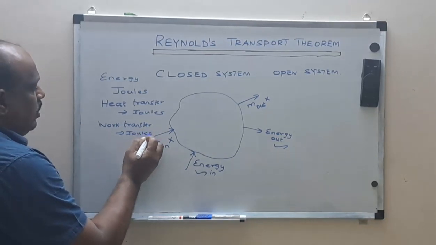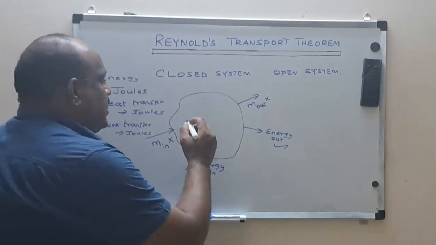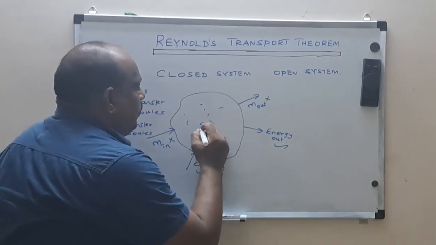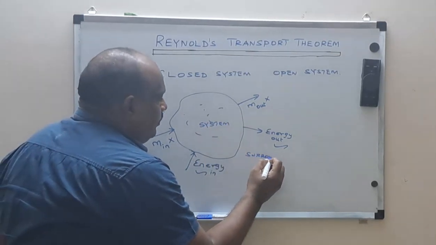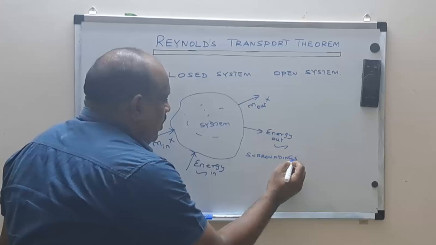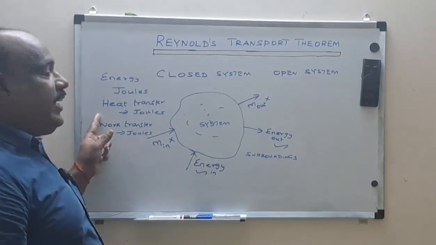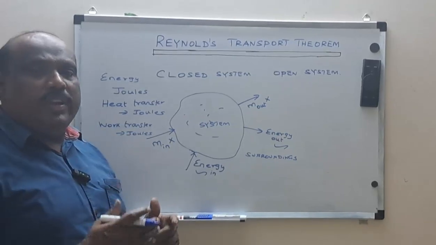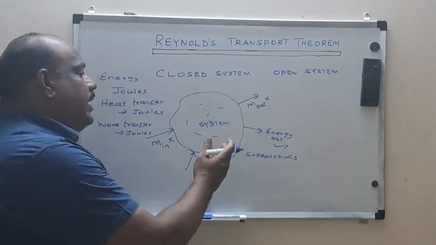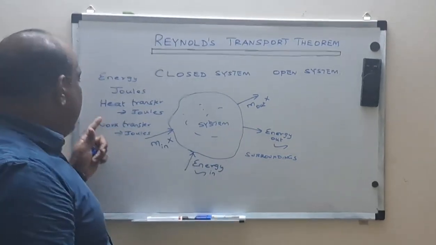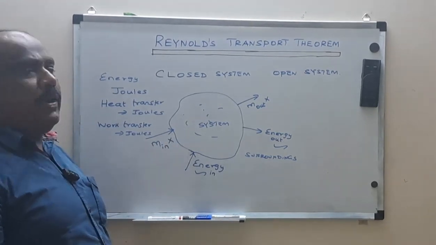So whenever I am telling this energy transfer to the system, let this be the system, and this is nothing but my surroundings. So there is an energy transfer to the system. This energy transfer to the system may be in the form of heat or work. So don't feel that it should be only in the form of heat. It may also be in the form of work. That is what I want to tell. Similarly, the energy taken out of the system can be in the form of heat or also work. So this is what I mean when I am talking about a closed system.